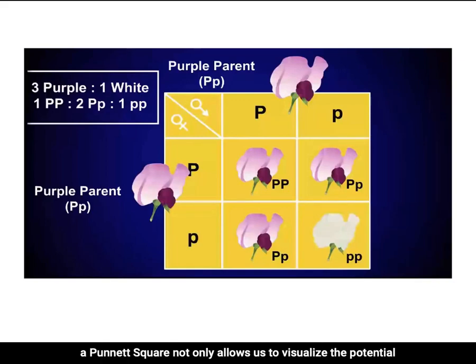A Punnett square not only allows us to visualize the potential offspring from a cross, but also allows us to calculate the probability of obtaining an offspring with a specific phenotype or genotype. Notice that, assuming both parents are heterozygous, there is a 3/4 chance that the offspring will have the dominant purple phenotype, and a 1/4 chance that the offspring will be white. Punnett squares are useful for quickly visualizing the results of a single trait or two-trait cross.